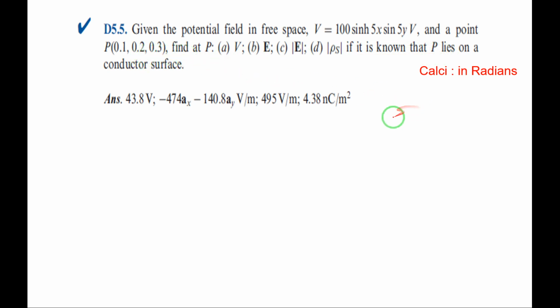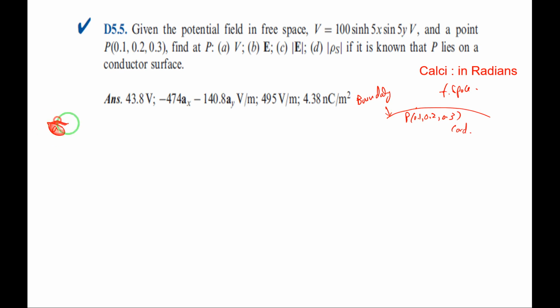Once again, let me assume the conductor is here, and free space. No need to draw the diagram, but let me be clear. This is the boundary between conductor and free space. Point P is given: it is 0.1, 0.2, 0.3. It is lying on the conductor surface, or on the boundary also we can say. Yes, we will find one by one.